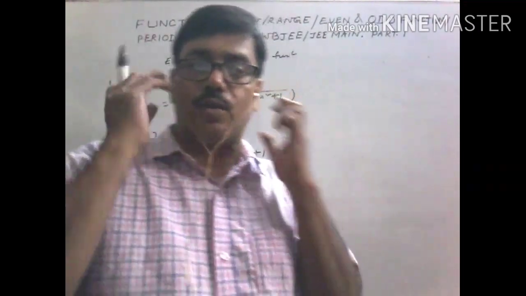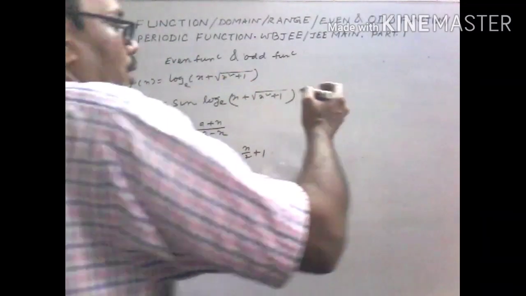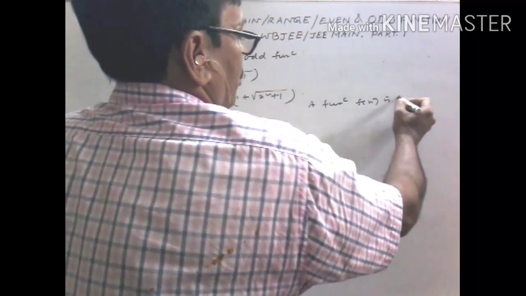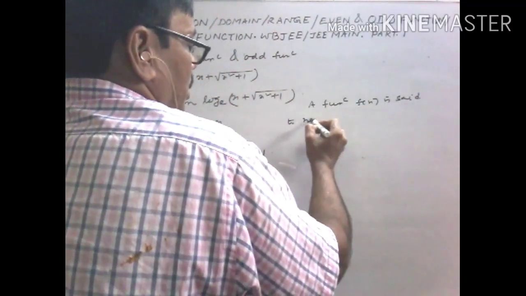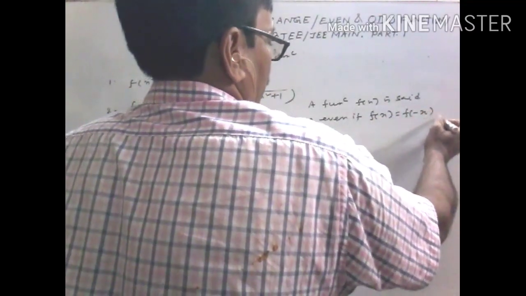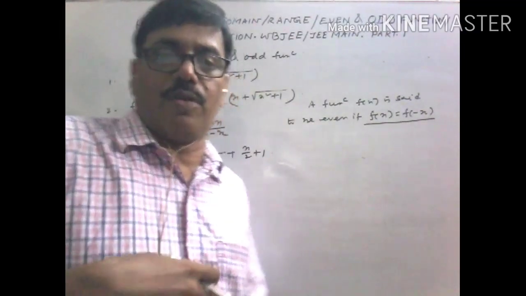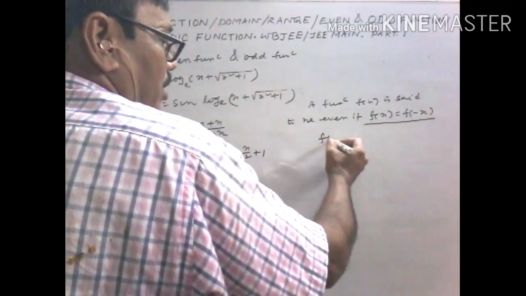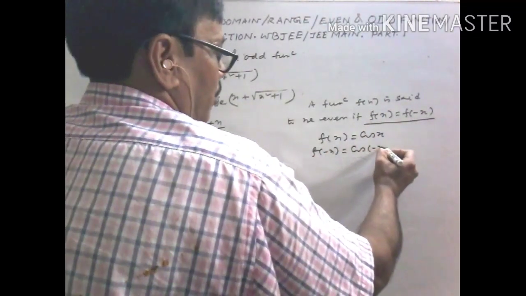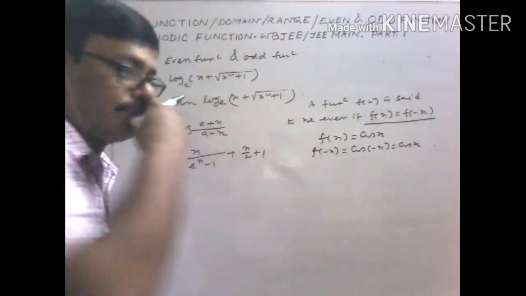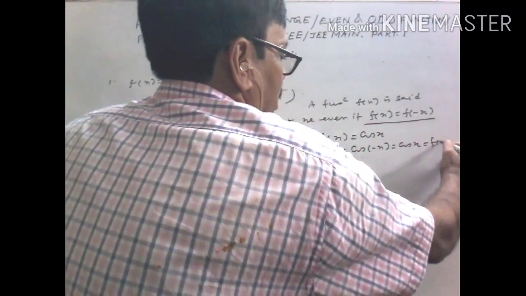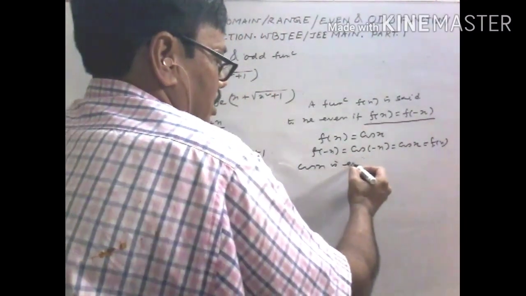Now I will discuss what is an even function and what is an odd function. Even function, definition: a function f(x) is said to be even if f(x) equals f(minus x). So this is the definition. f(x) equals cos x, so f(minus x) is cos of minus x, so cos x. So cos x is an even function.